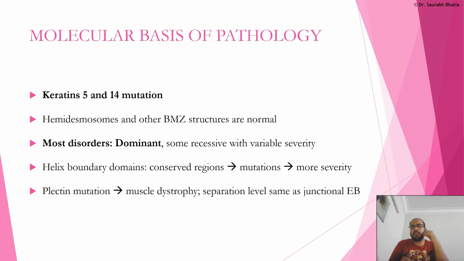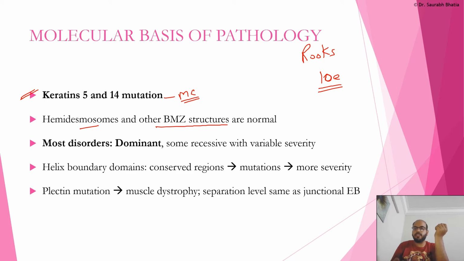So, in molecular basis of pathology, it's very easy to understand if you know the basic pathology of basal membrane zone. If you want to go in detail, Rook's 10th edition is a very good book if you want to know about the genetic basis. It's not much; it's 3-4 pages only, but it's a very good reference to learn about the genetic basis and all the proteins which are involved in EBS. Most commonly, you have keratin 5 and 14 mutation.